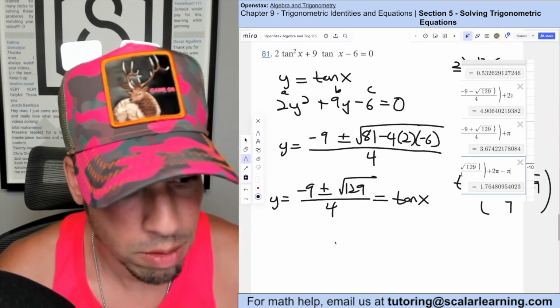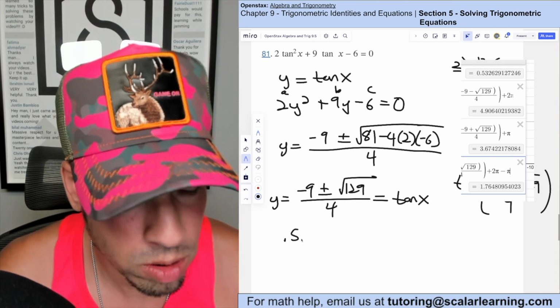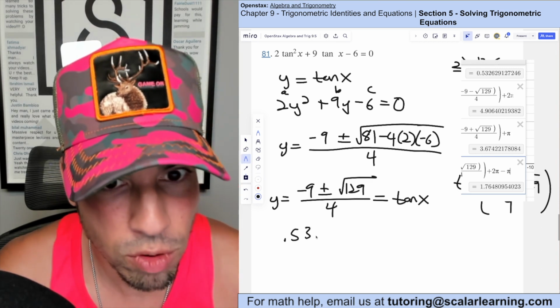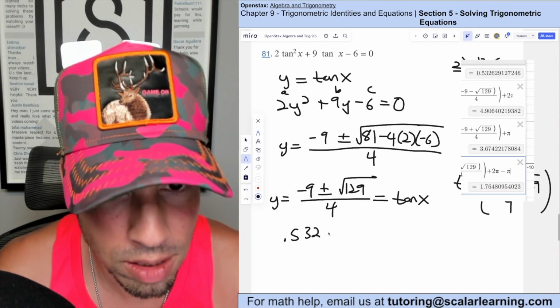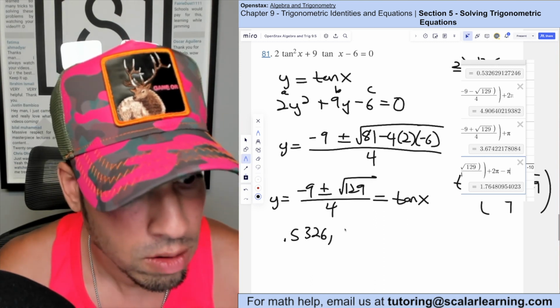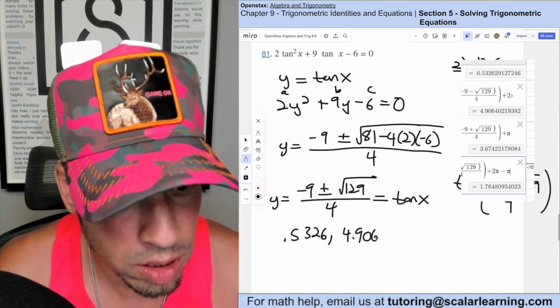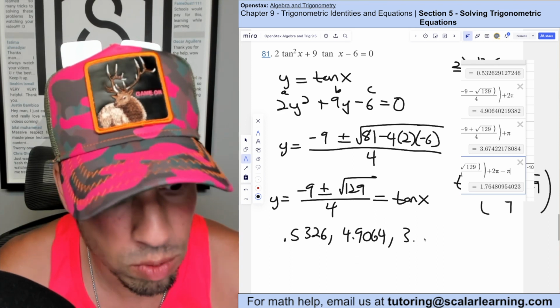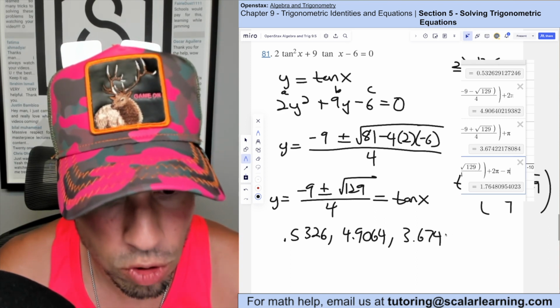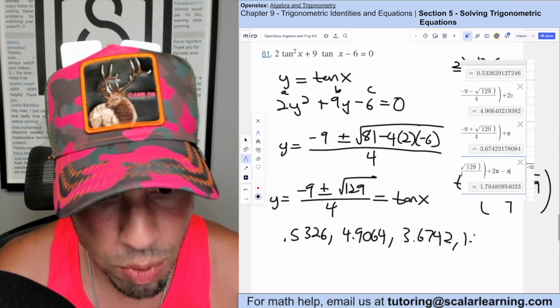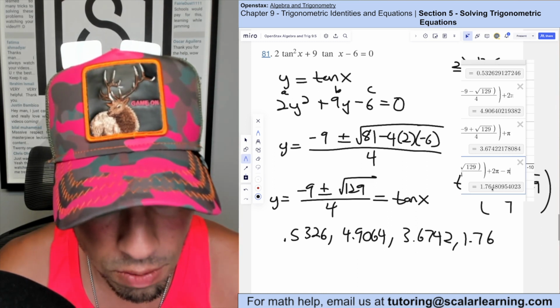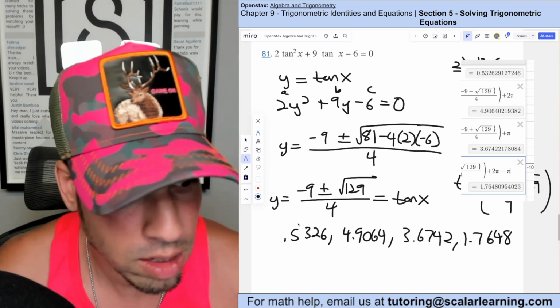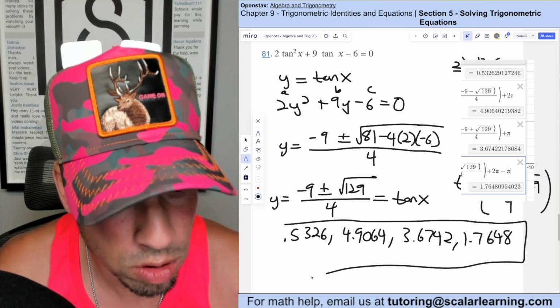So I'm just going to paste them here. Now I'm going to round them all to 4 decimal places. So we got 0.5326, and then I got 4.9064. I've got 3.6742. And last but not least, I have 1.7648. And those are my 4 solutions.